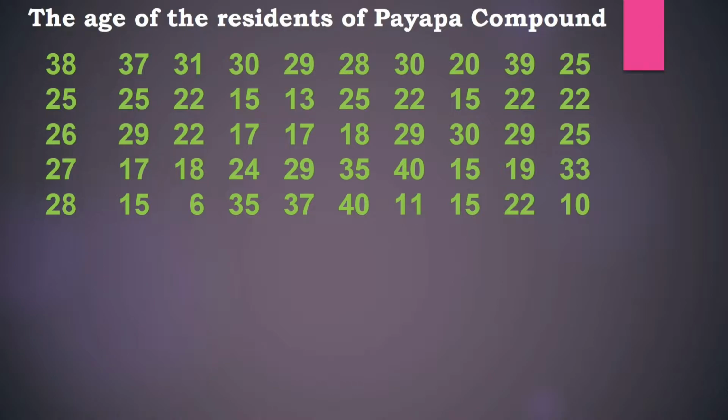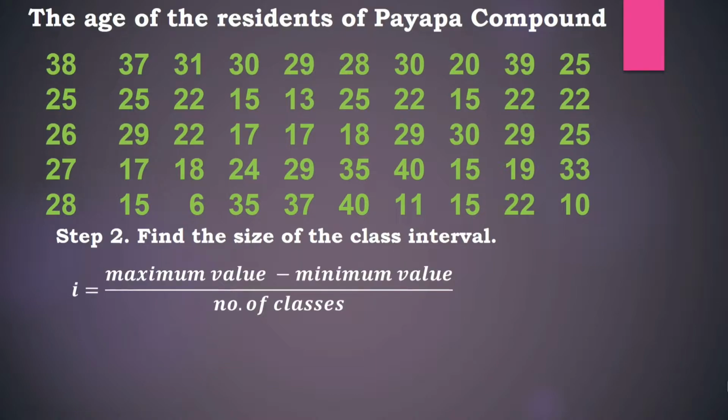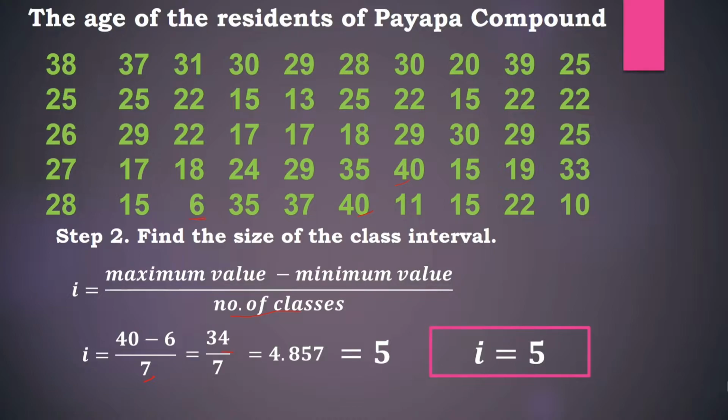Second step is to find the size of the class interval. So to find the size of the class interval, we will identify the maximum value of the data and the minimum value of the data. So here, the maximum value is 40 and the minimum value is 6, divided by the number of classes, which is 7. So 40 minus 6 is 34, divided by 7, that's 4.857. So we will round the number, that gives us 5. Therefore, the size of the class interval is 5.